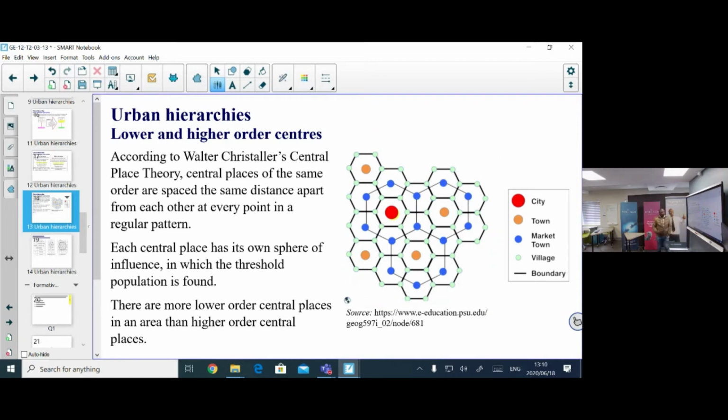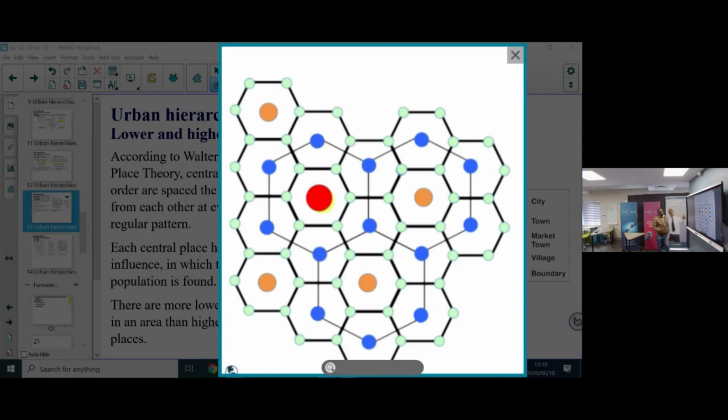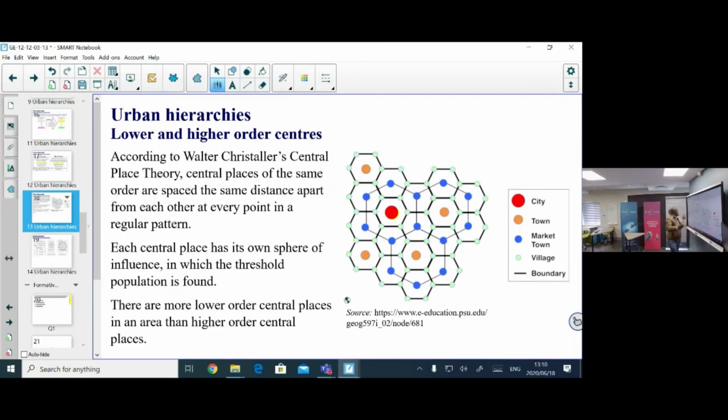So I just want to zoom in so that we can actually look at it closely. This is the explanation here. You find that there are many villages and hamlets, followed by market centers in blue. And then we have towns, that is the small towns that are in orange. And then the city is the red one, which is only a single one there. So we have many lower order centers.